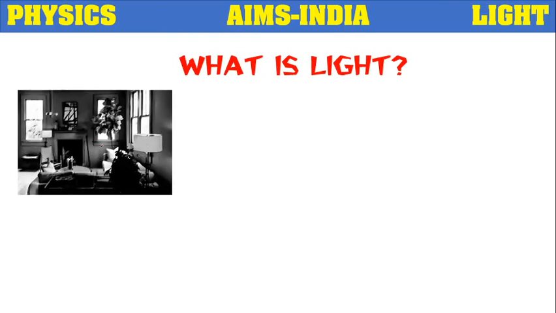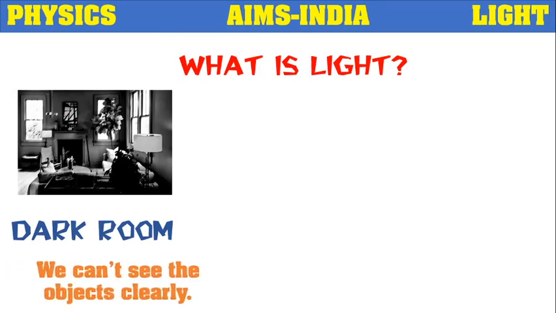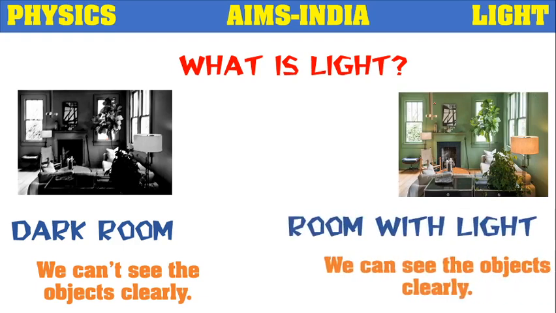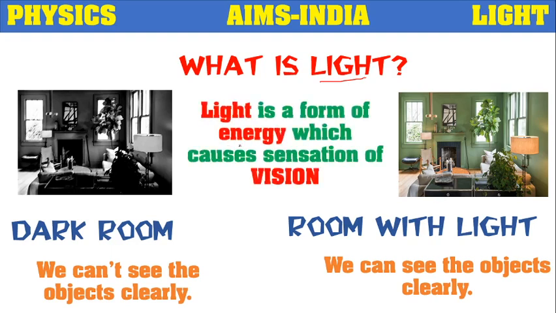So actually, what is this light? Suppose you are in a dark room. As there is no light, you can't see the objects clearly which are inside that room. If you switch on the light, then you can observe the objects clearly which are in the room. We are able to see only because of the light. So light is a form of energy which causes a sensation of vision.